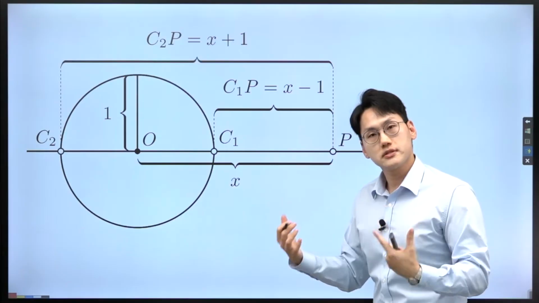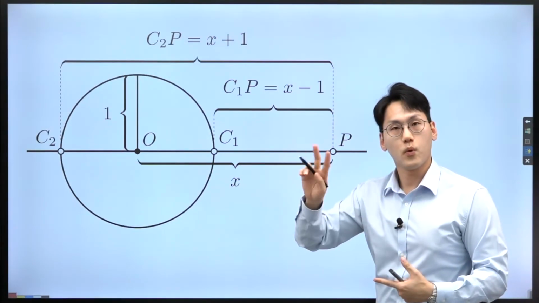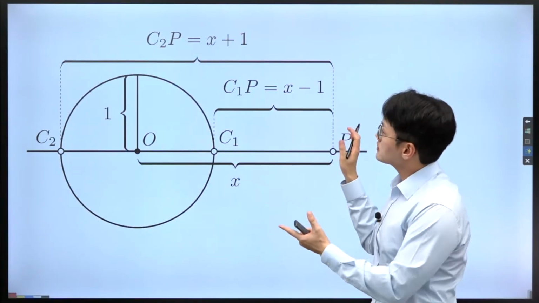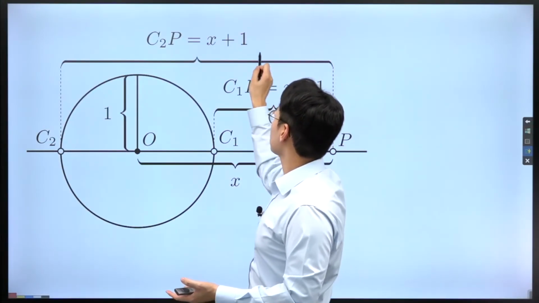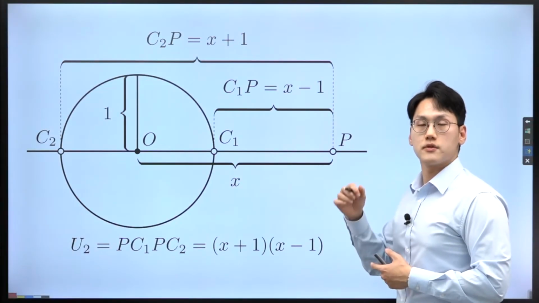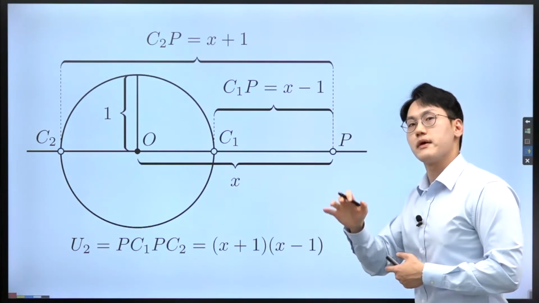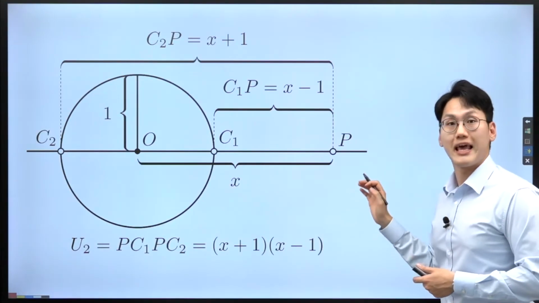So now let's try to multiply those distances from the dissection of the circle. In this case, I get the product of x minus 1 and x plus 1, which is the difference of squares, x squared minus 1. That is the very first case that I wanted to talk about for x to the power of n minus 1, when n is equal to 2.